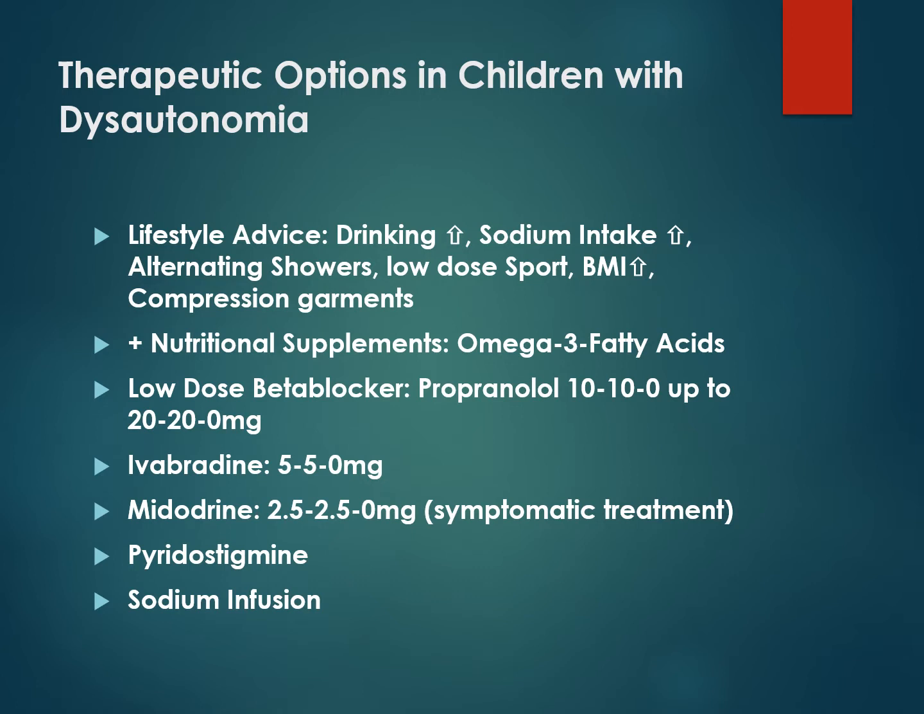In the second visit, if the symptoms didn't improve, we advise low-dose beta blockers starting with 10 milligrams propranolol, and in some patients we increase to 20 milligrams. If we are not successful, we use ivabradine starting with 5 milligrams. At any time, we advise midodrine as a symptomatic treatment that doesn't improve the pathophysiology, and there are some patients who receive pyridostigmine or sodium infusions.